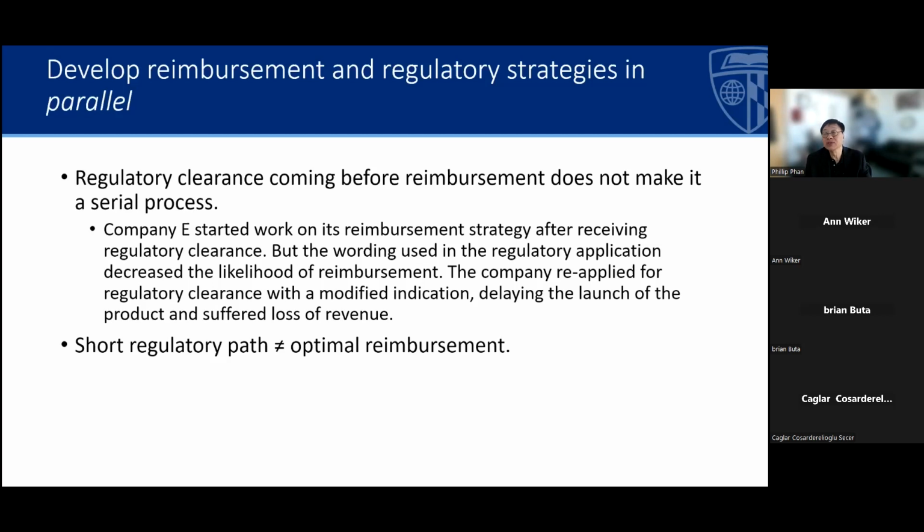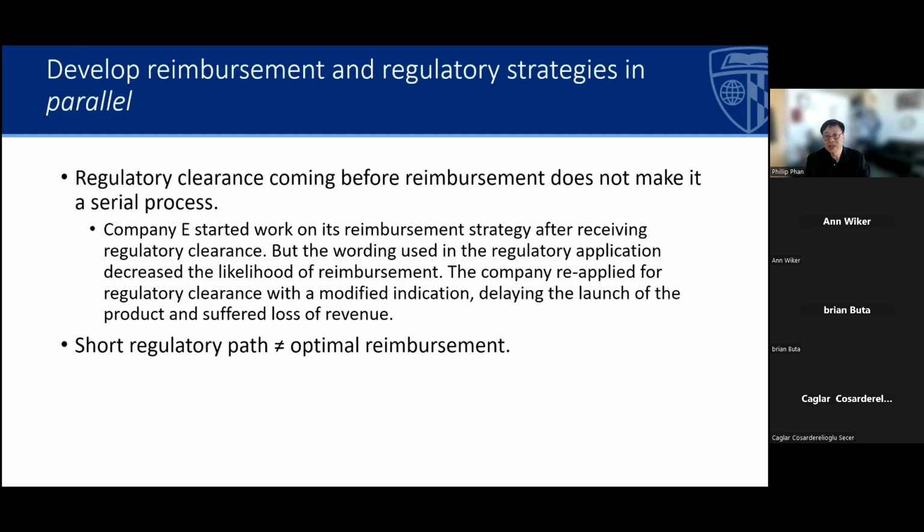So, for example, if you develop a hospital at home care option, let's say for a chronic disease, and that's reimbursable, that doesn't necessarily have to be FDA cleared. I mean, there's no FDA clearance mechanism for procedures anyway. But just because you need regulatory clearance before reimbursement doesn't mean that you think of it as a serial process. You think of it as a parallel process.